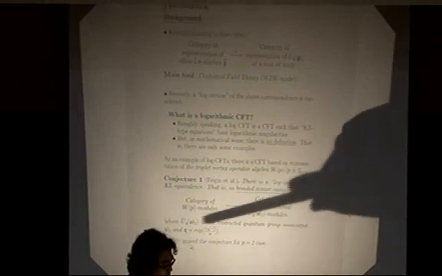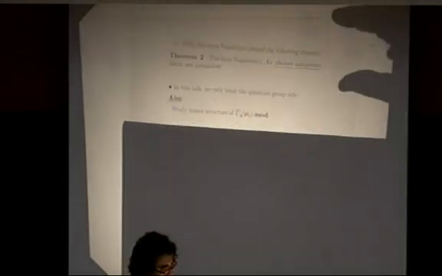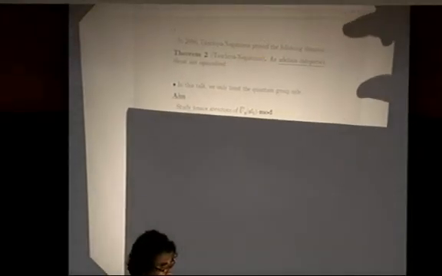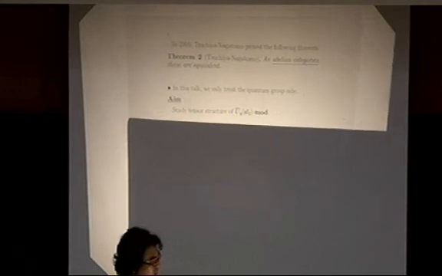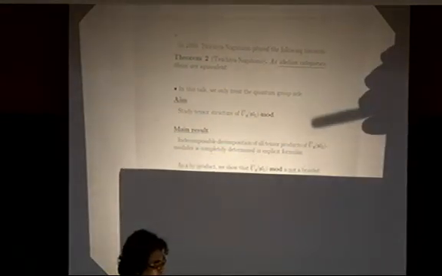And of course, in this category the tensor structure is defined by the fusion tensor product, and in this category the tensor structure is given by the usual tensor product. And in this talk, we only treat the quantum group side. The aim of this talk is to study the tensor structure of U_q sl_2 bar modules, and the following is the main result.